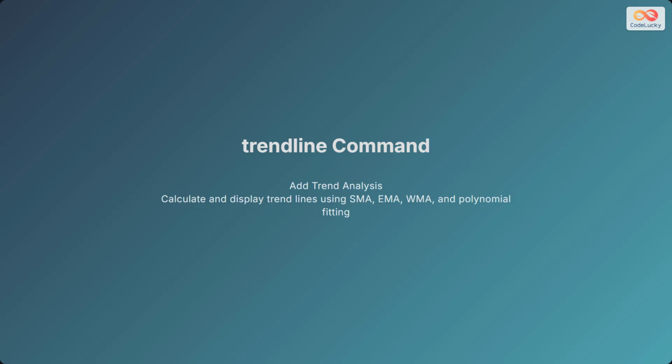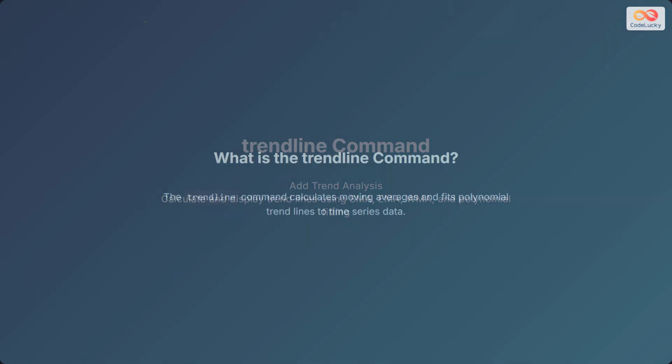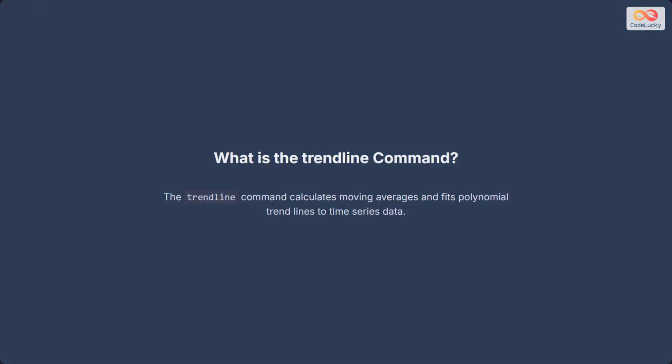The Trendline command is a powerful tool used to add trend analysis to your time series data. It calculates and displays trend lines by applying various smoothing and fitting methods, helping you understand patterns and movements over time. The Trendline command calculates moving averages and fits polynomial trend lines to data organized by time. It allows you to smooth fluctuations and extract meaningful trends from noisy datasets.